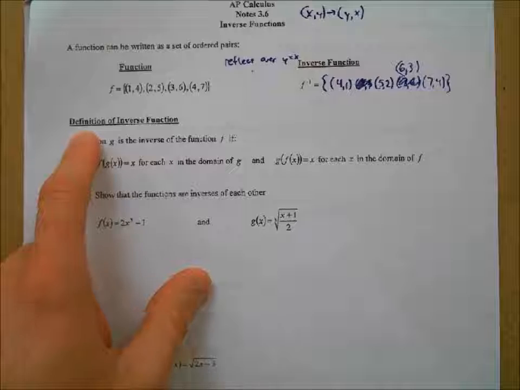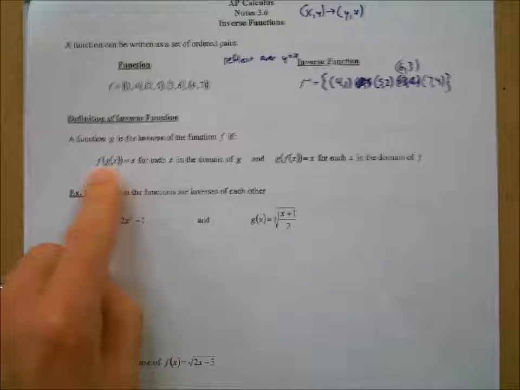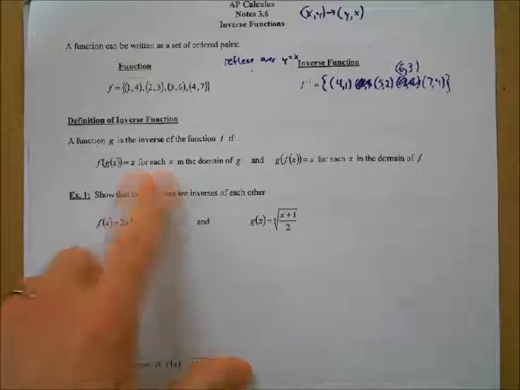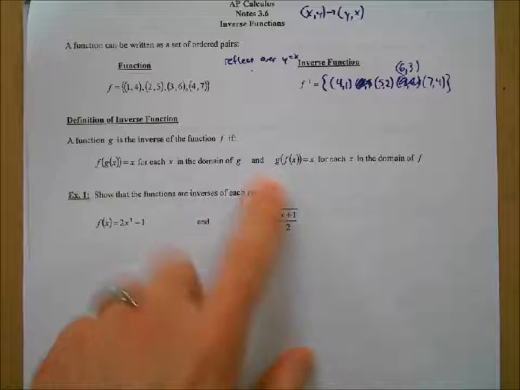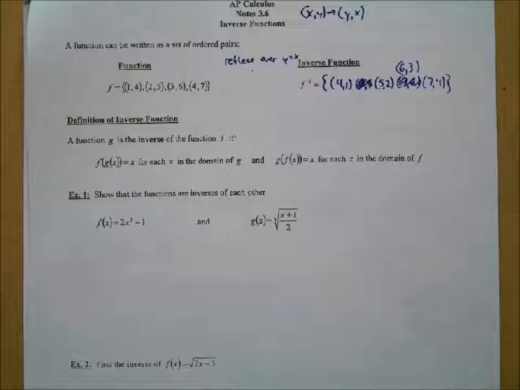Anyway, definition of inverse function. A function g is the inverse of the function f if f of g of x is equal to x for every x in the domain of g, and g of f of x equals x for every x in the domain of f. You need both of these to be true in order to say that g is the inverse function of f. In other words, if you plug g into f, you should be able to simplify it down to just x. And if you plug f into g, you should also be able to simplify it down to just x. Both are required.